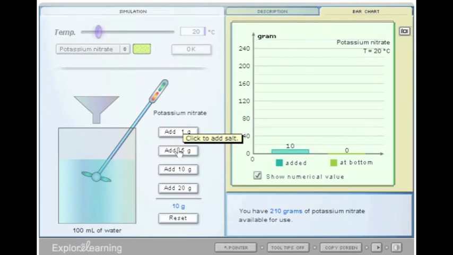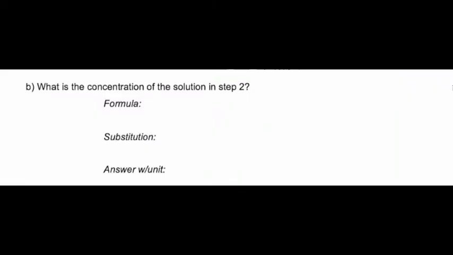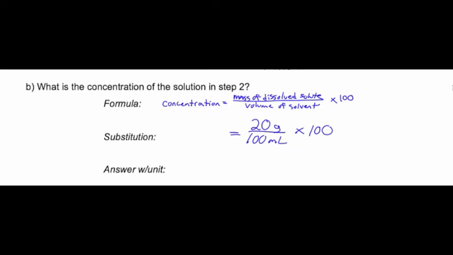We can add more powder and make it a more concentrated solution. Here's 20 grams dissolved into water, and all of it dissolves. None is at the bottom. Let's figure out the new concentration. Use the same formula, mass of dissolved solute divided by volume of solvent times 100. But this time there's 20 grams in 100 milliliters of water. Multiply by 100, and the concentration is 20 grams per 100 milliliters.